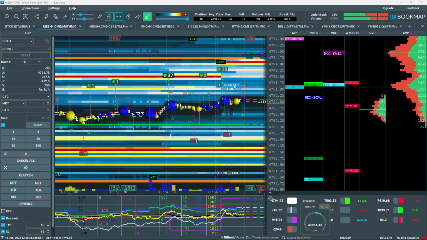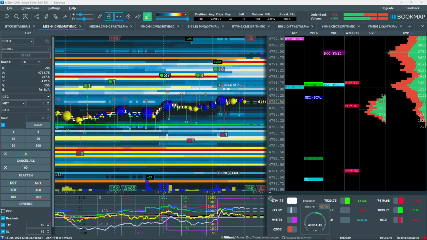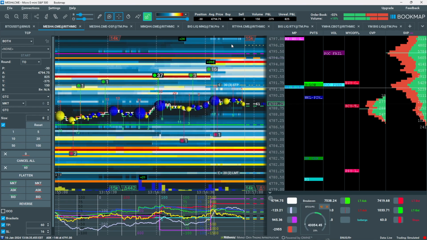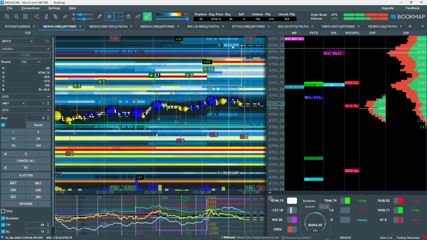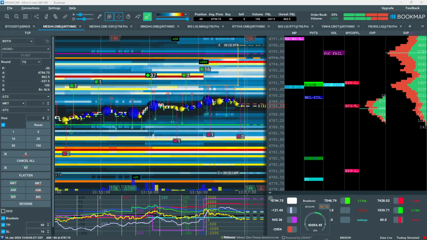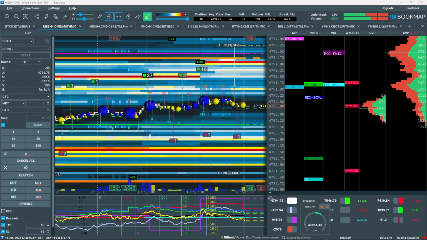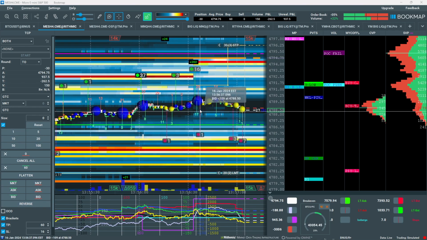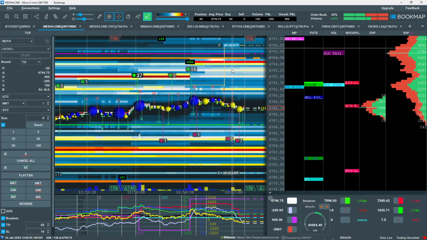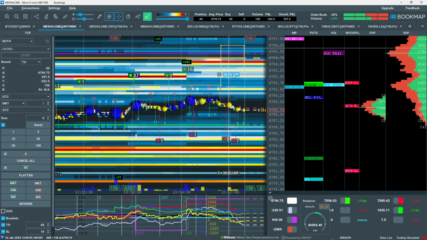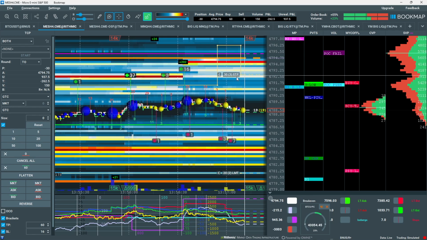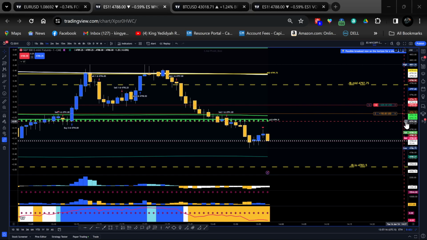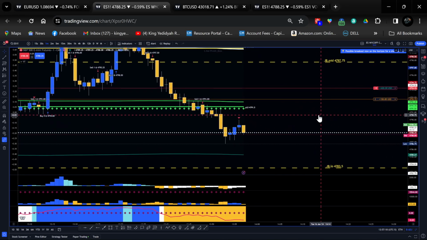On Bookmap, the stop is trailing down a little bit, so I have to move that stop back up to 47.96.25. Actually, we'll move the stop to 47.92.75. Looking at TradingView, that's just above the lower deviation band right there.